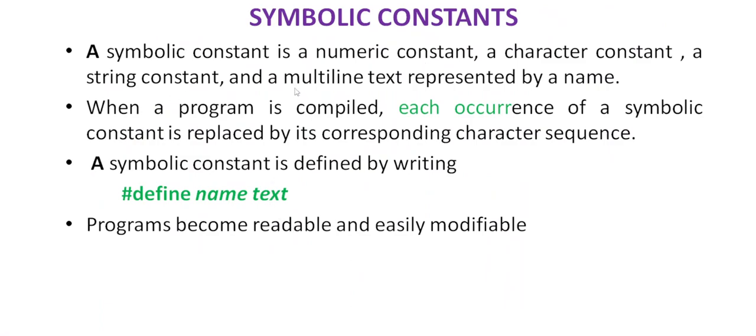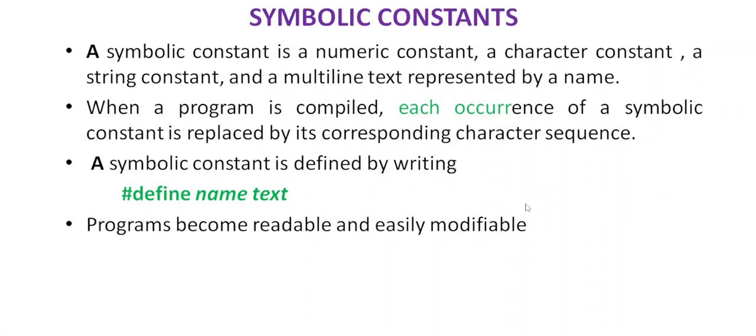Symbolic constants, as I already told you, are to be declared. They are to be defined using what is called hash define. Hash define followed by name followed by text. In the sense that hash define, space, followed by the name which you want to give, and text is nothing but the value. So hash define x 10 means 10 is assigned to x. X takes the value of 10.